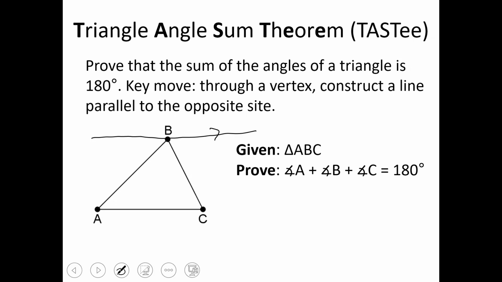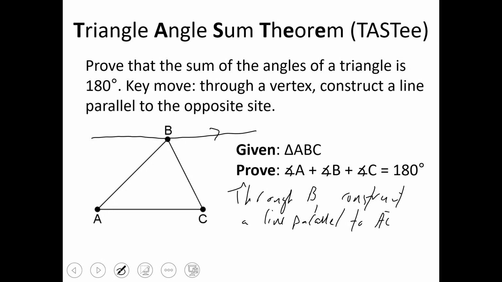So there we go. It would look something like this then. So we began with the construction step. Through B, construct a line parallel to AC.